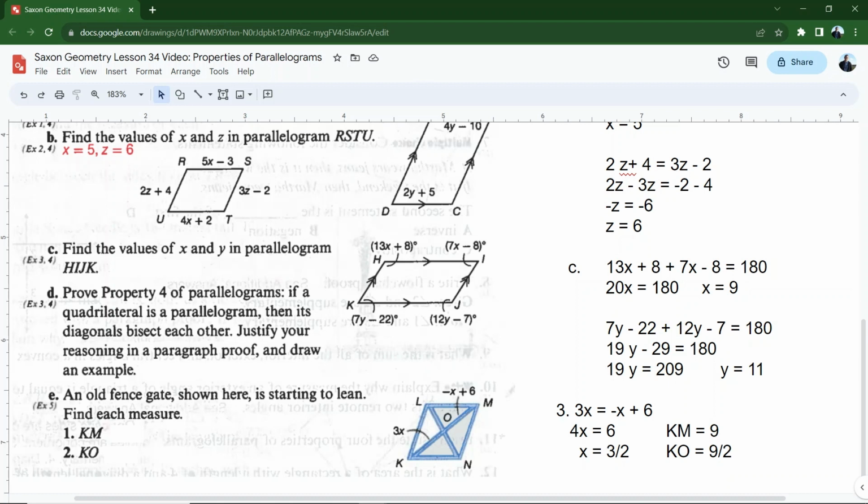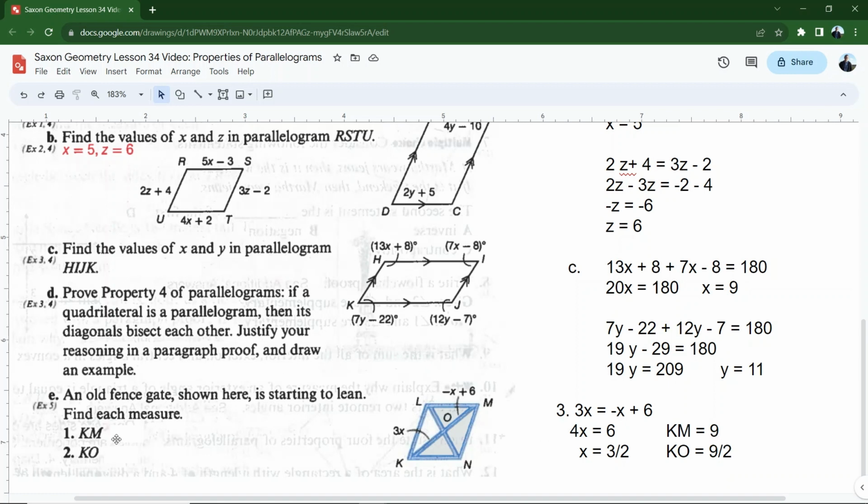So KM, this whole length here, is going to be 2 times one of the halves. 3 times 3 over 2 is pretty easy to calculate. It's just going to be 9 over 2. But I have to add that to itself. So it's actually going to be 18 over 2, or 9. KM equals 9. KO is half of that.